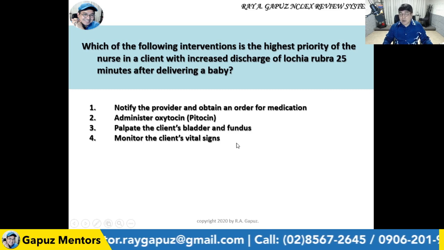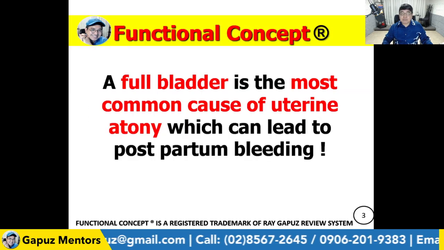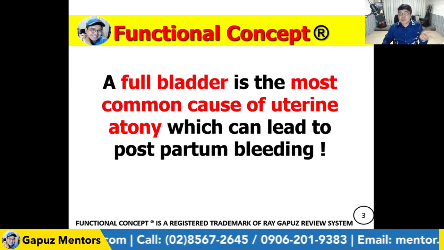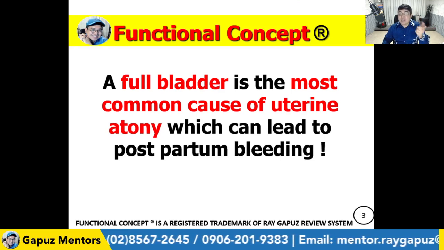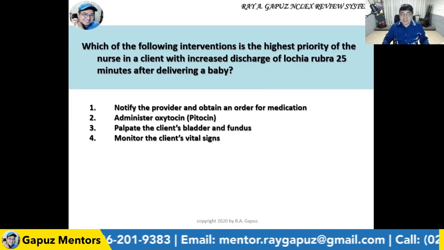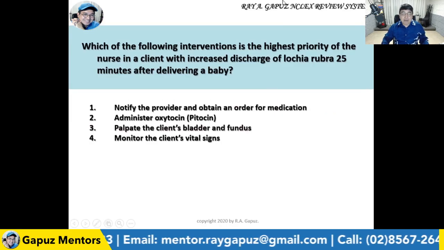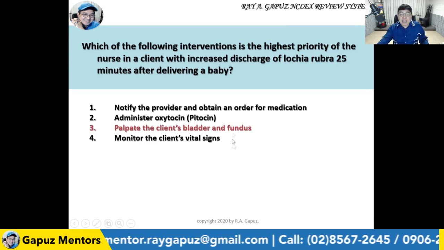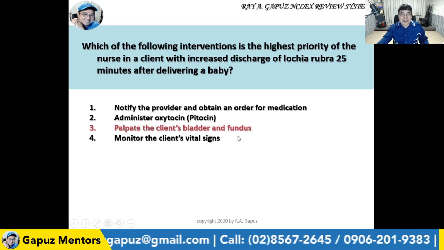And what did we say a while back? Our functional concept is a full bladder is the most common cause of uterine atony. So we need to prioritize assessing for the presence of a full bladder. And the answer would be 3. Palpate the client's bladder and fundus.